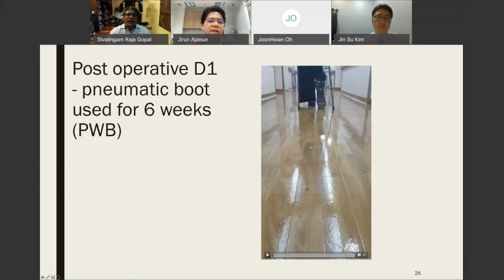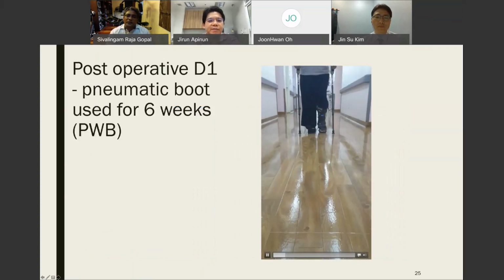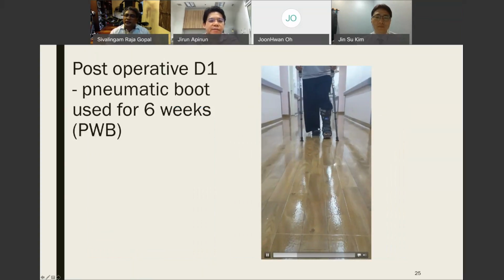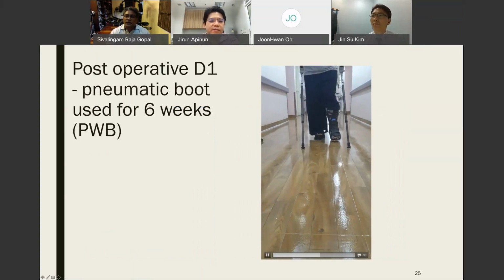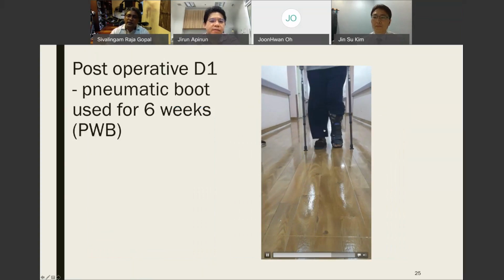Post-operatively, I do walk them immediately using partial weight bearing. I have not had any issues with it. They use a pneumatic shoe, and you can see they're quite happy with it.